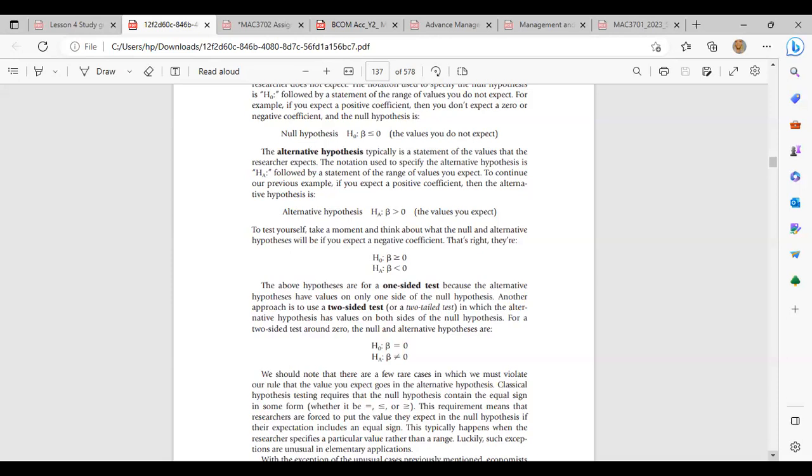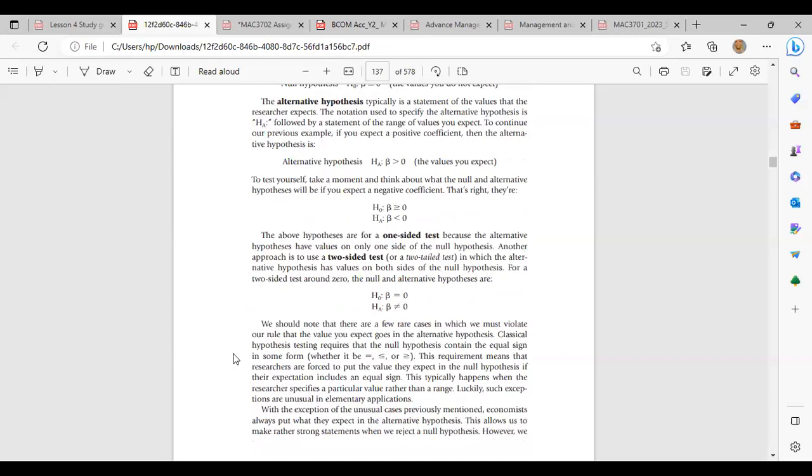What then is a two-sided test? Under a two-sided test, we are dealing with a situation where the relationship can either be negative or positive. It can go either way. So what we don't expect under these circumstances is that there is no relationship only, but we can expect that the relationship is positive or negative.